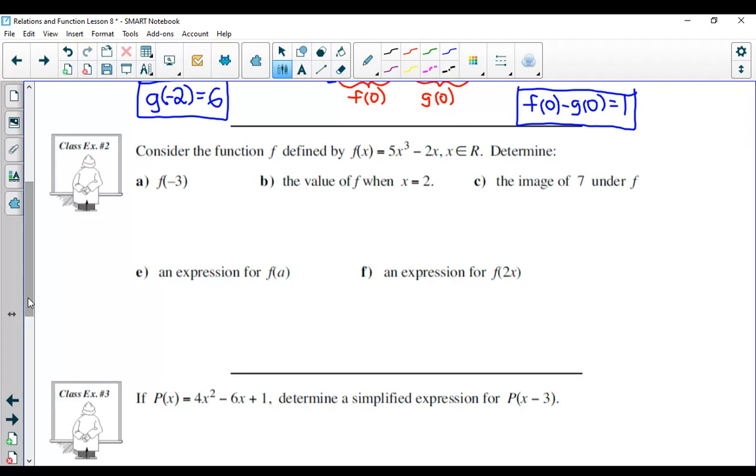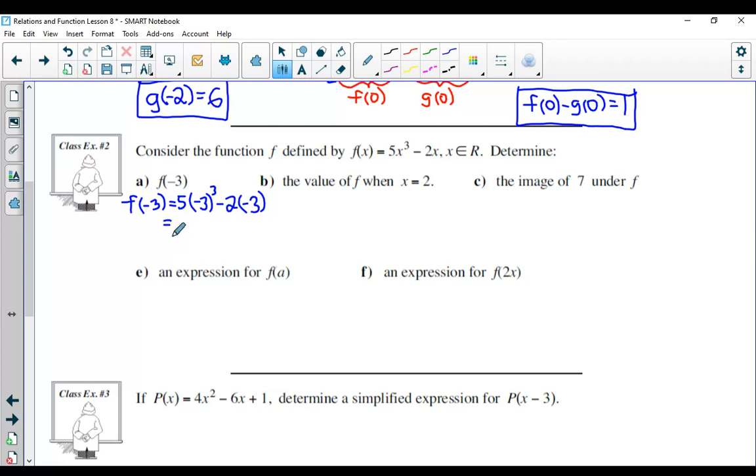Okay, second example says consider the function f defined by f of x is equal to 5x cubed minus 2x, where x can be any real number. So A, determine the value of the function when x equals -3. Okay, so we just take the function and replace x with -3. So f of -3 would be equal to 5 times -3 cubed minus 2 times -3.